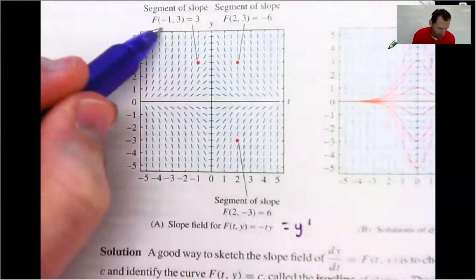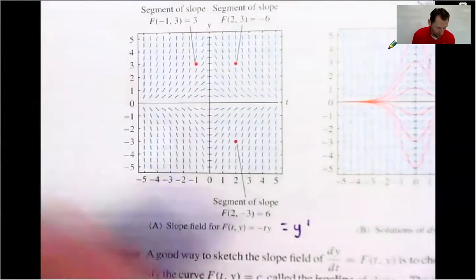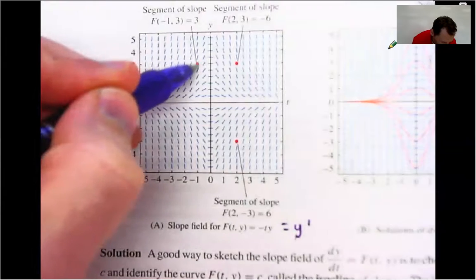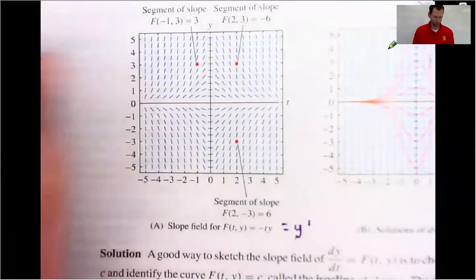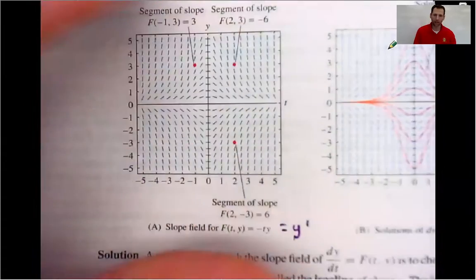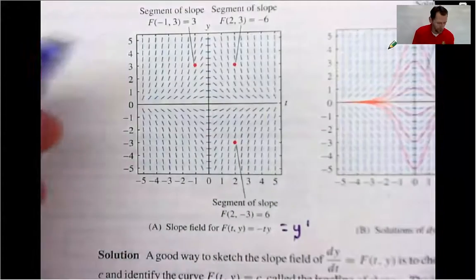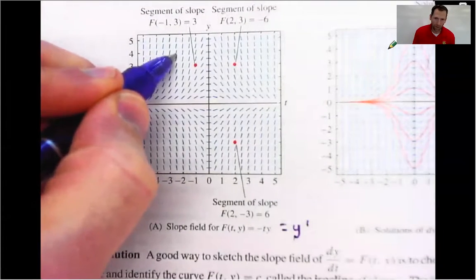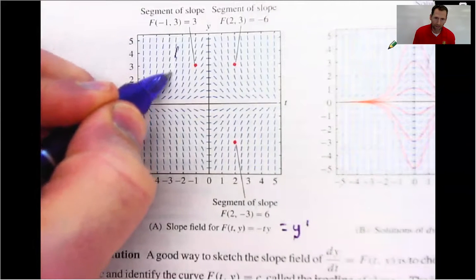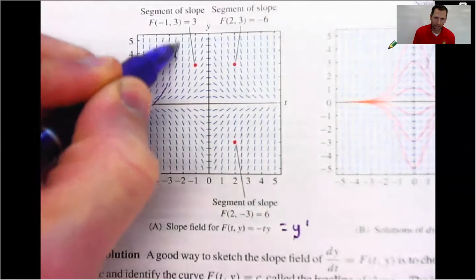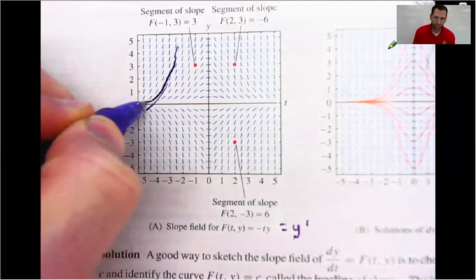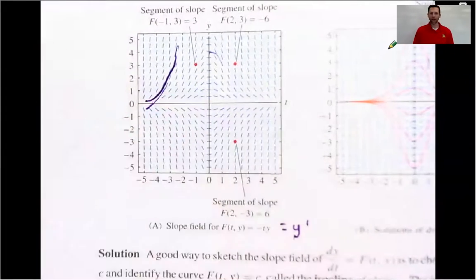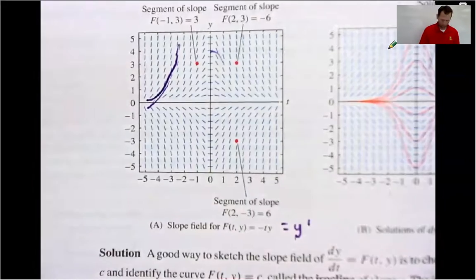So in the book it's identified at minus 1, 3, dy/dt is equal to 3. And so that's why I'm going to write a small little line segment with slope 3. And you do this for this entire picture, and you can start saying, well, if I was living right here, I could follow along these lines, and I can get an idea of my shape. That's the idea of a slope field.